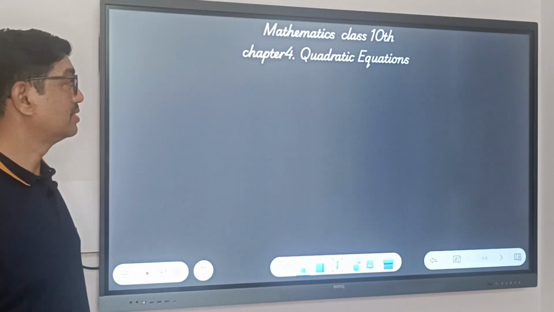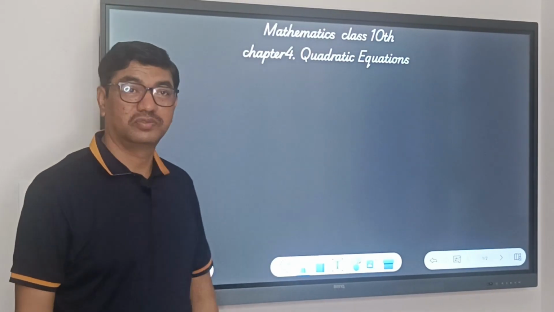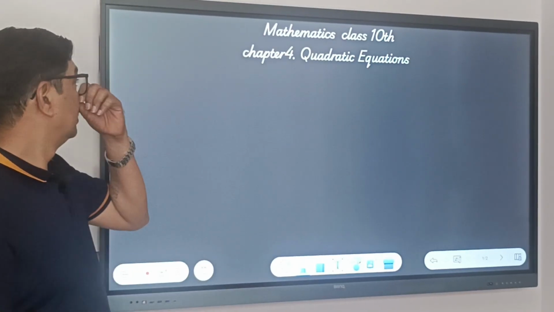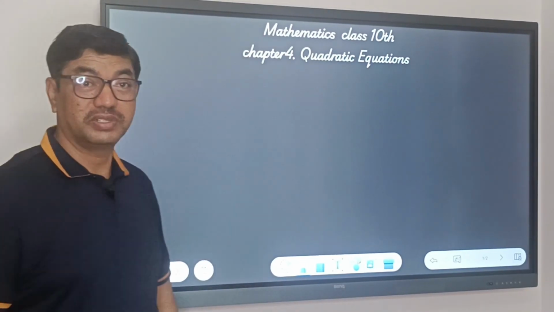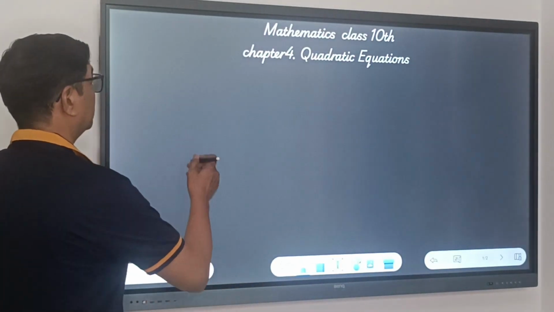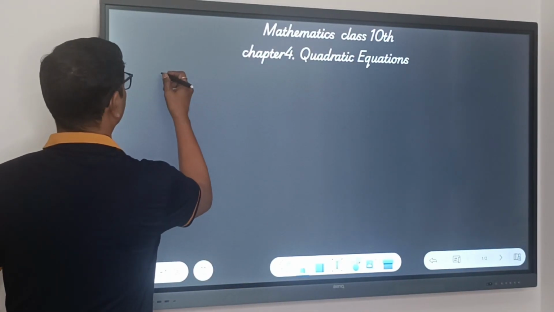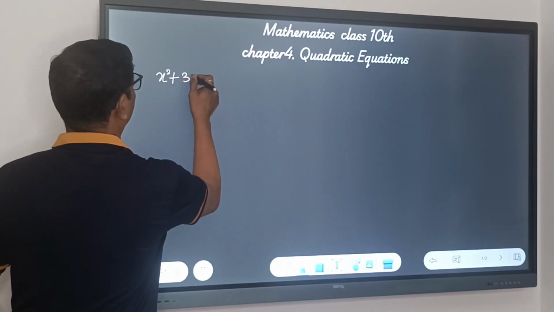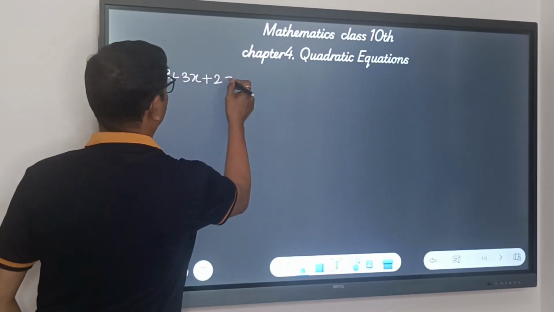Today's topic is chapter number 4, quadratic equations, for class 10th. I'm going to teach you this chapter. So we go directly to the equation x square plus 3x plus 2 is equal to 0.